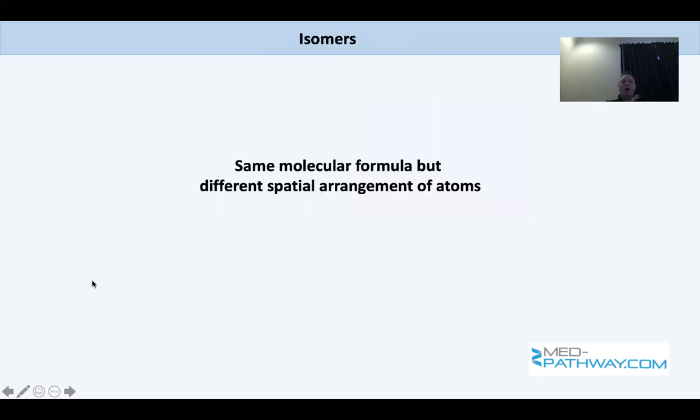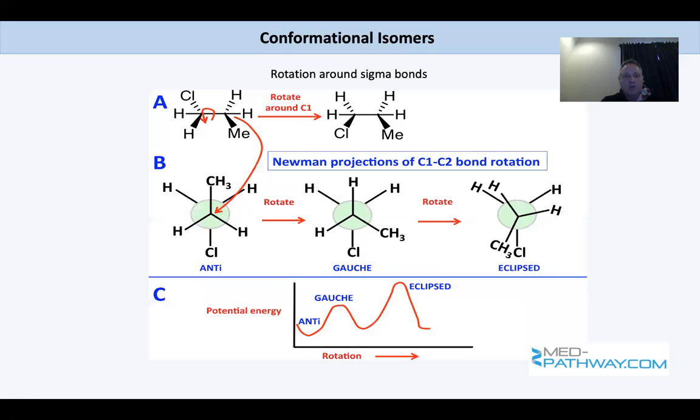So now we'll turn to isomers, and we know they have the same formula, but different spatial arrangement of atoms. The first one to see is conformational. Conformational is rotation around sigma bonds. You're not actually breaking bonds, you're just rotating around sigma bonds. So if you take this molecule up here and you rotate around carbon number 1, you can get a conformational isomer.